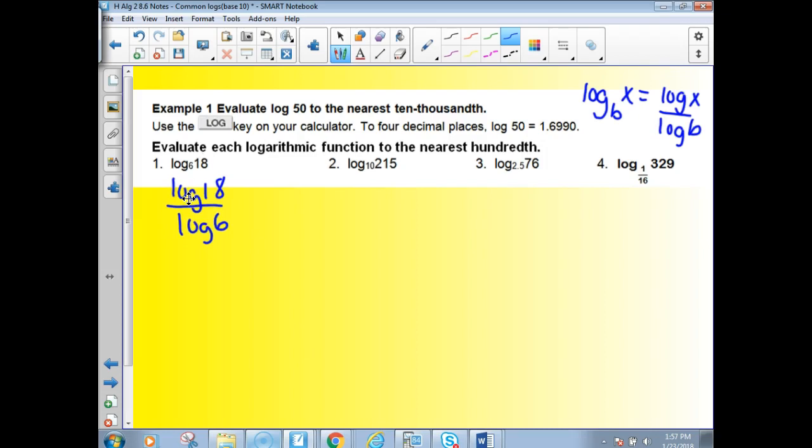You cannot cancel out those logarithms and say 18 divided by 6 is 3. That does not work. You cannot type the log of just 18 divided by 6. That will not work either. You have to type exactly what you see there.